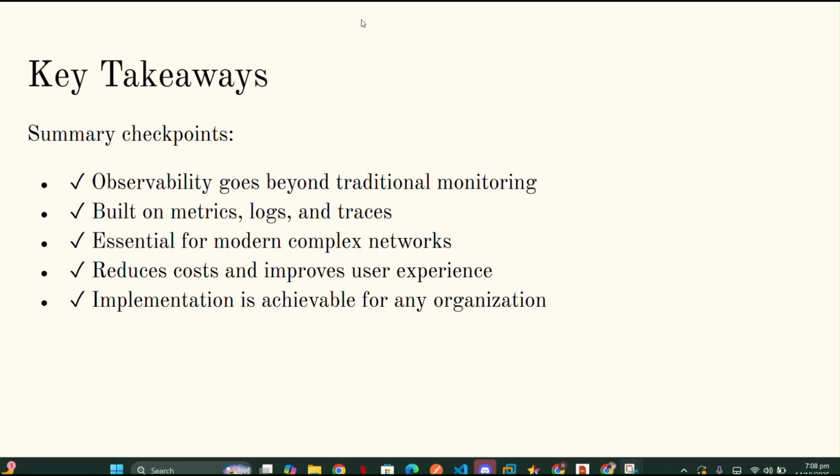And lastly, it's not difficult to start. There are many free tools available, which we discussed previously. Network observability is important for any organization today which has to prosper. And it was all about network observability and its importance.